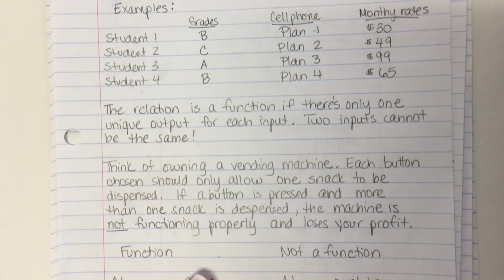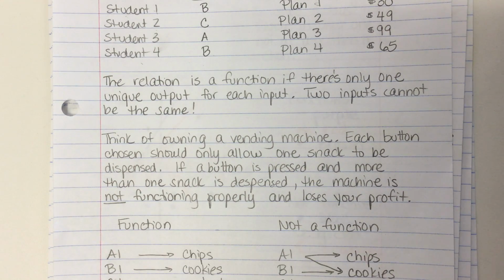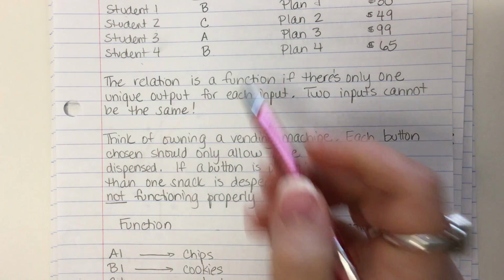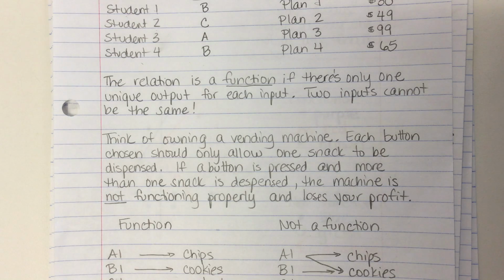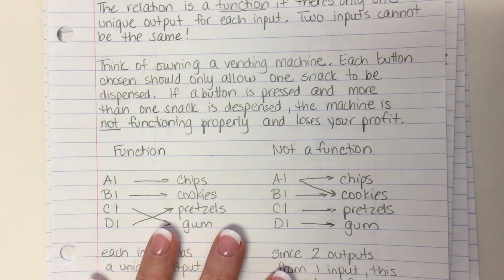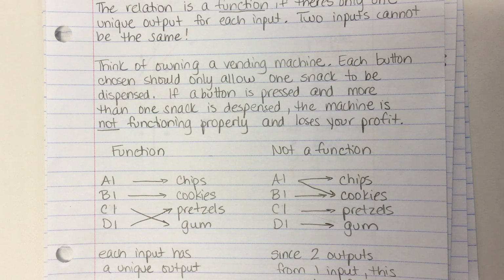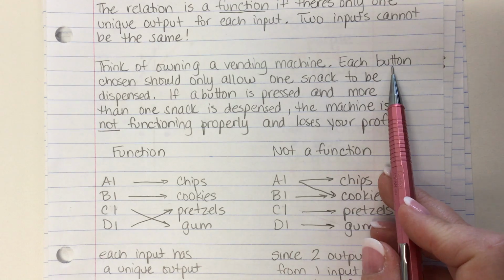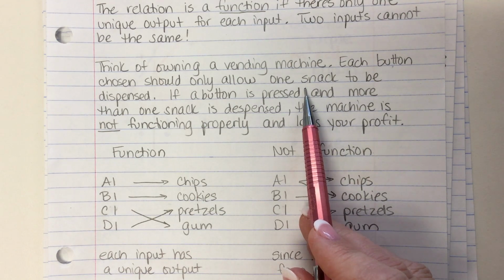All right, so here's where we talk about if the relation is actually something called a function. It's only a function if there's only one unique output for the input, okay? Two inputs cannot be the same. So the way to think about this is thinking about a vending machine. If you were to own a vending machine, you want it to function properly. You want when people put their money in that they get the snack that they ask for, okay? So each button that you push on the vending machine should just give you one snack, all right?